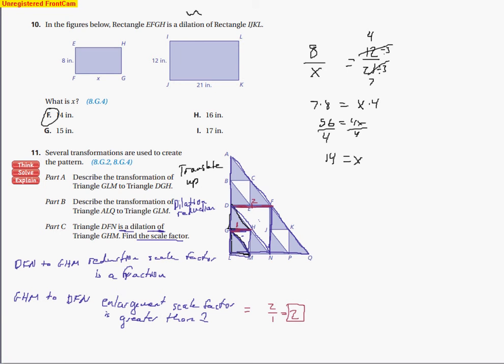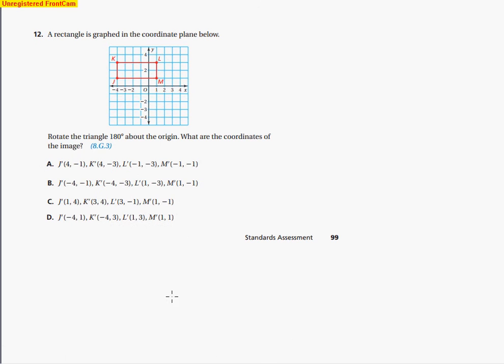So let's move on to the next one, and it's this last one here. It says that a rectangle is graphed on the coordinate plane below, and we're supposed to rotate the rectangle 180 degrees about the origin. What is the image? If I rotate 180 degrees about the origin, that means I'm holding this down and just rotating the entire item. So the y-axis here is going to go all the way down here. And that means that this side right here is going to end up fitting right about here.